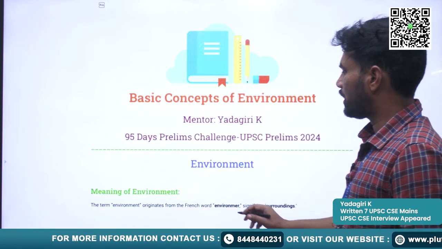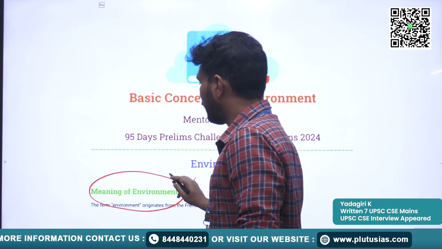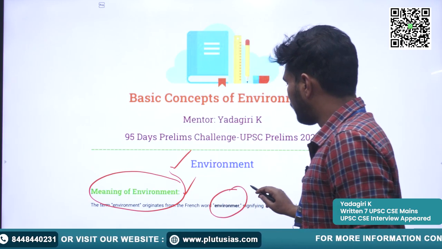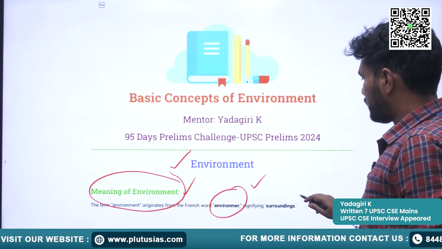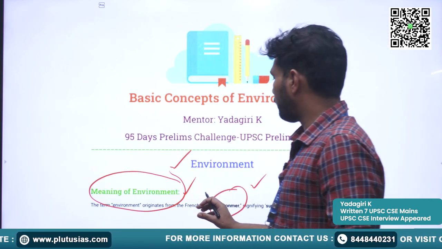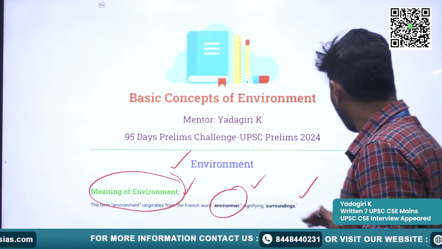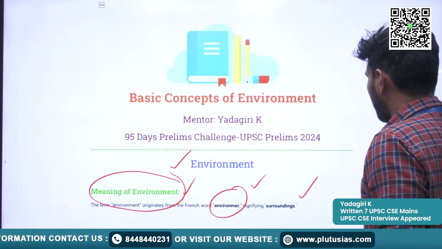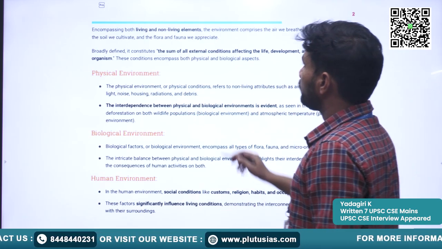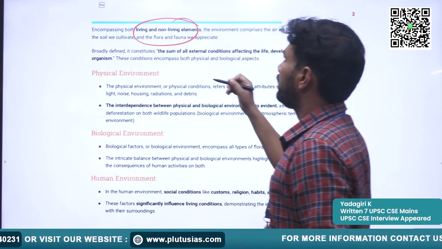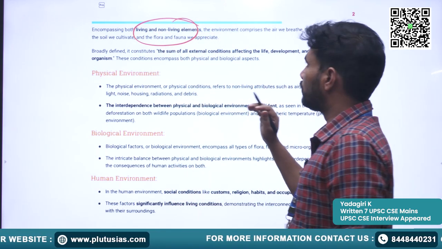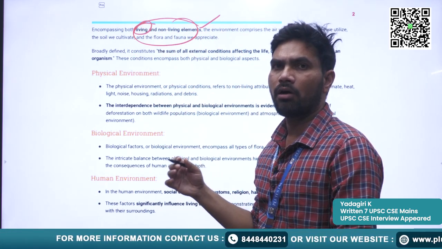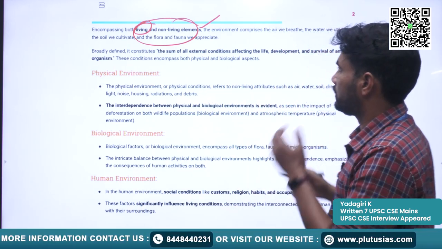Now, first we will try to understand the meaning of environment. The word environment came from the French word environnement, which means surroundings. Environment consists of living and non-living elements, which you all very well know. So environment consists of both living and non-living entities or elements.